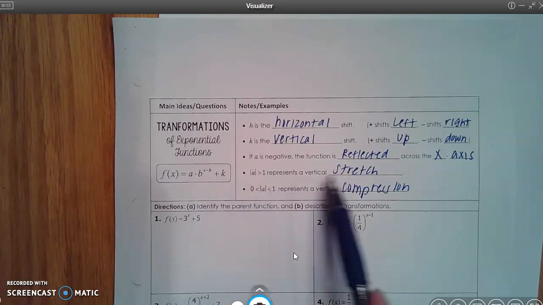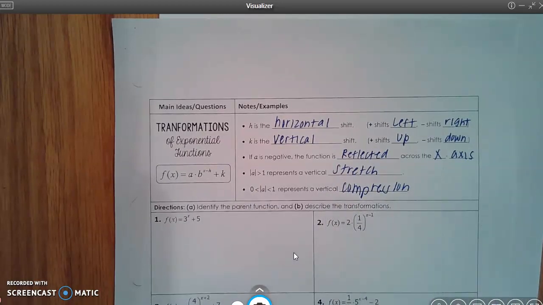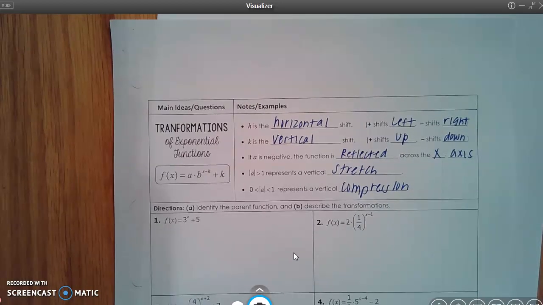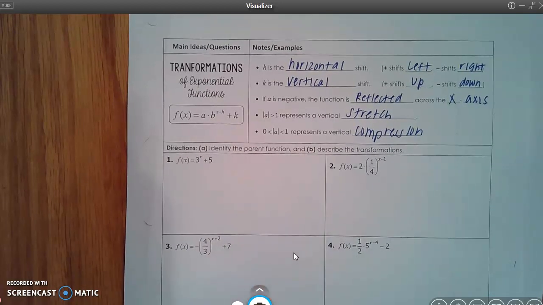If your a value is greater than 1, it's a stretch. And if your a is between 0 and 1, it's a compression. So once again, these are all the exact same as what you've done in the past. The first thing that they want you to do is read or look at these equations and identify your parent function and then describe your transformations.